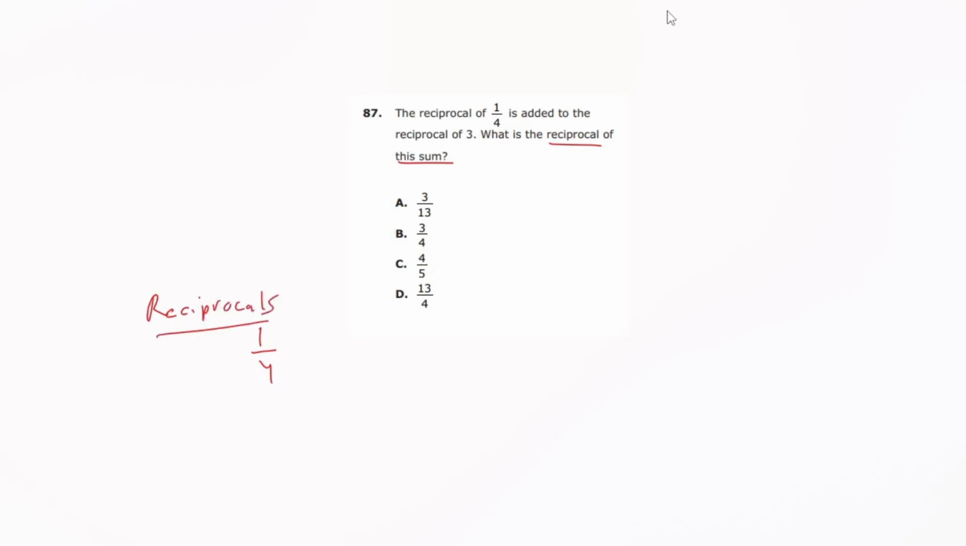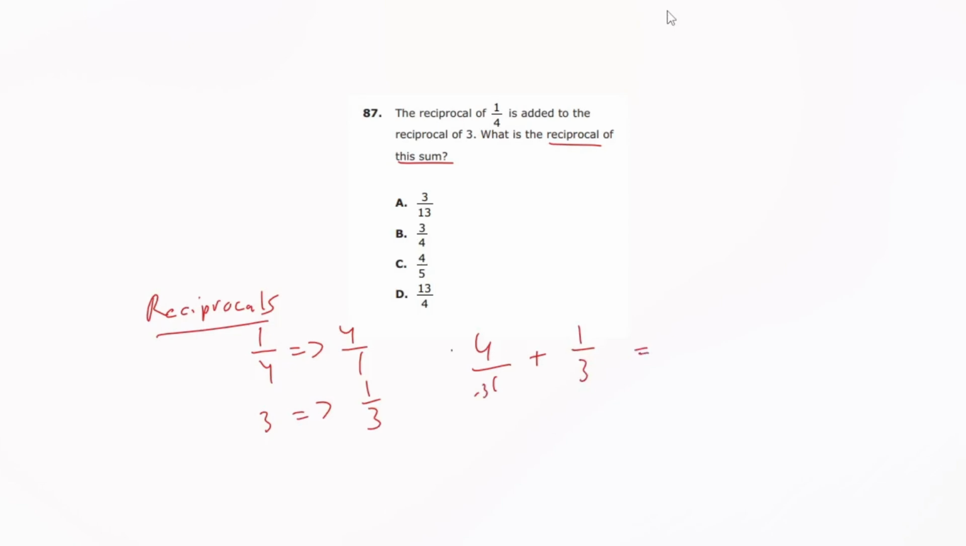The reciprocal of 1 over 4 is basically 4 over 1, because you just switch it around, just flip it around, okay? And the reciprocal of 3 would be 1 over 3. And now what is the reciprocal of the sum? So firstly, we're gonna add these together. We're gonna do 4 over 1 plus 1 over 3.